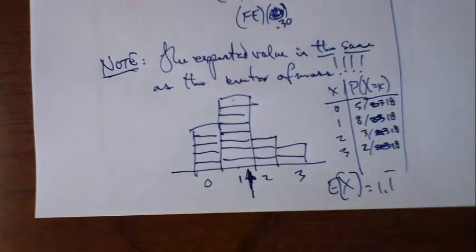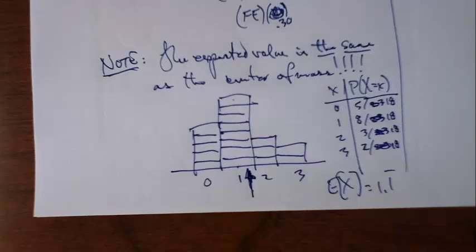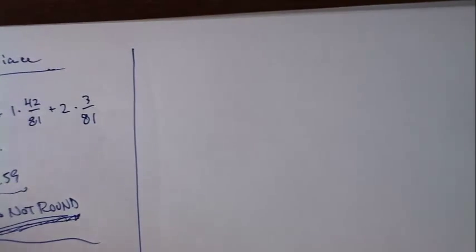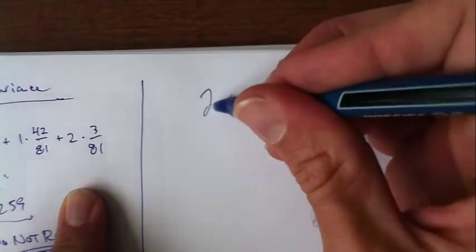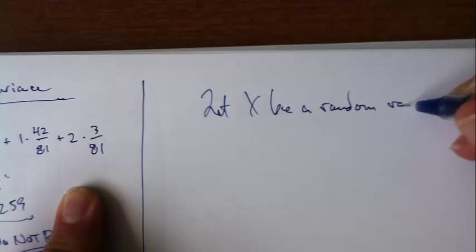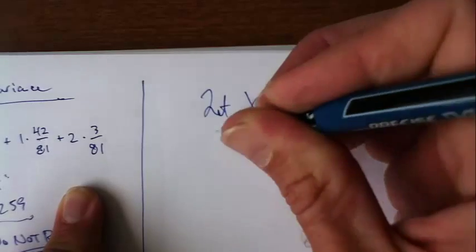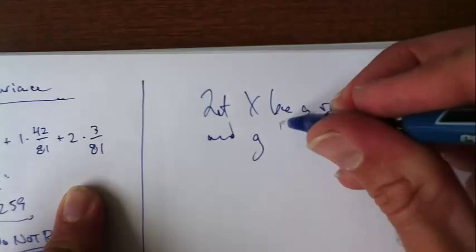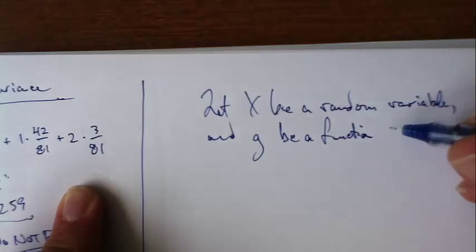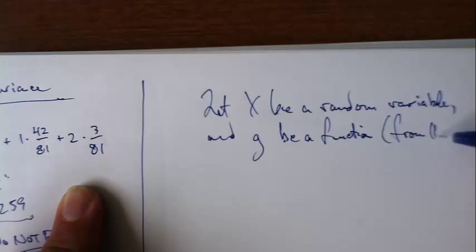Now, what if we're interested in a function of a random variable? And what's the expected value of that? Well, here's a theorem for you. Let X be a random variable and g be a function, say from the reals to the reals, maybe.